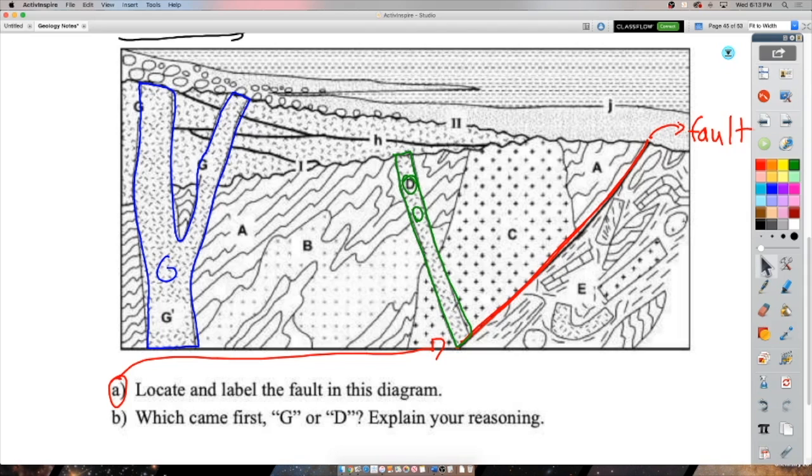It looks like when D formed, this was probably the surface of the Earth. D is an intrusion, so magma is bubbling up, and then it hits the surface of the Earth and it just spreads out and cools, right? There were no more layers for it to intrude at the time it formed. Whereas when D was finished forming, millions of years later, H came along and formed this whole layer here, right? And then a few million years after that, G intruded into that.